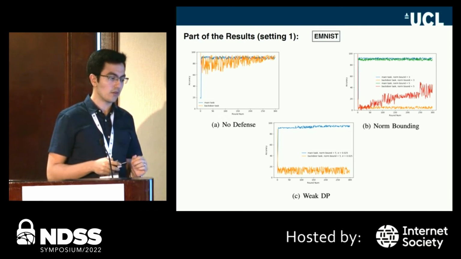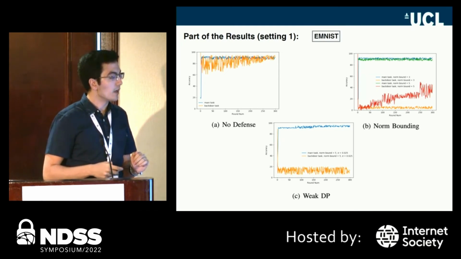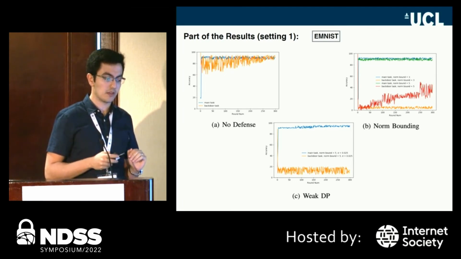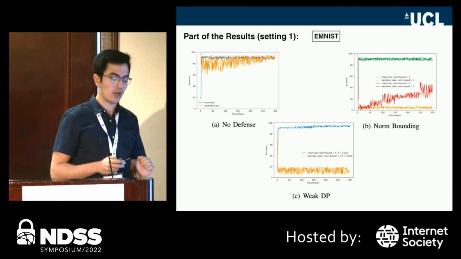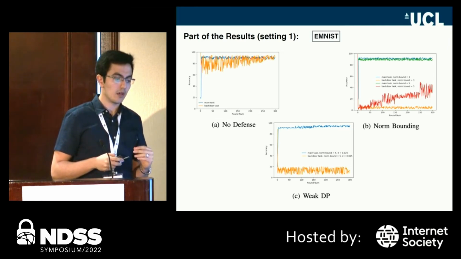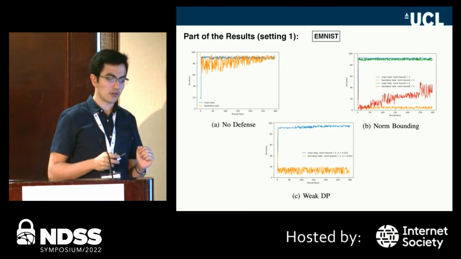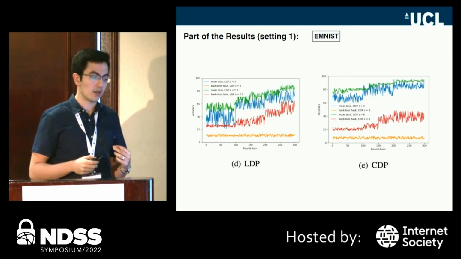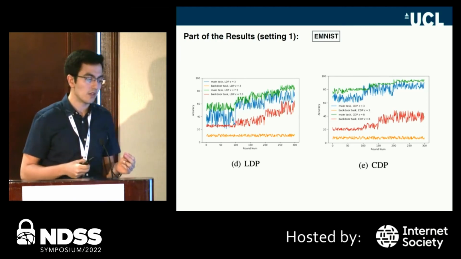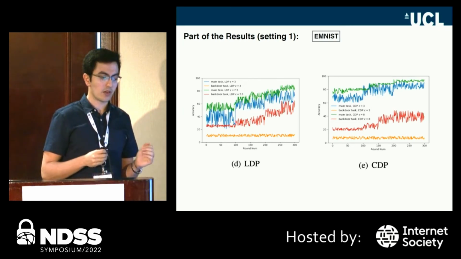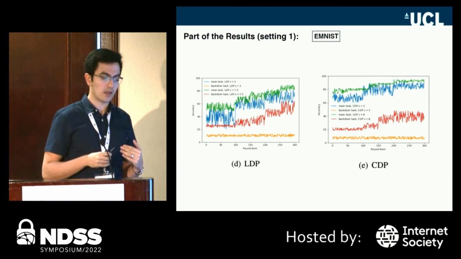Here we can see that when we don't have any defense, the backdoor attack works pretty well, figure A. Both norm bounding and weak differential privacy actually defend against the backdoor attack. Obviously it depends on the values that you use for the bound and the noise that you add, but the utility of the main task is not decreased by that much. However, if you apply local and central differential privacy with the privacy budget that you want, the mitigation is even better. However, it is expected that the utility is decreased.